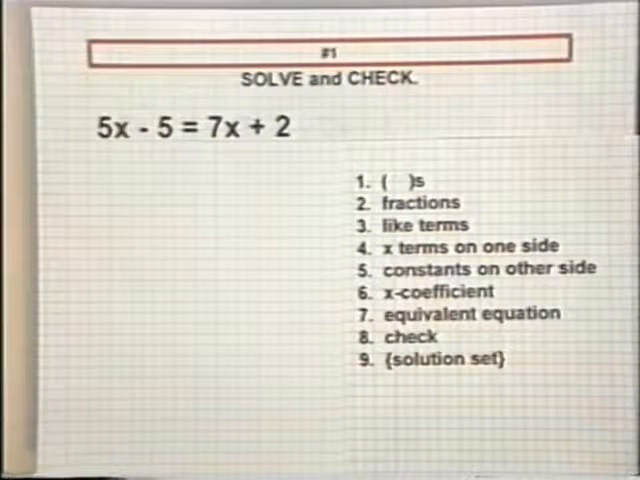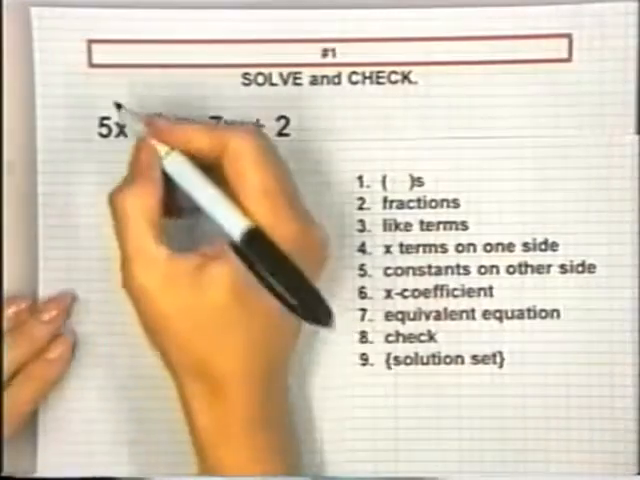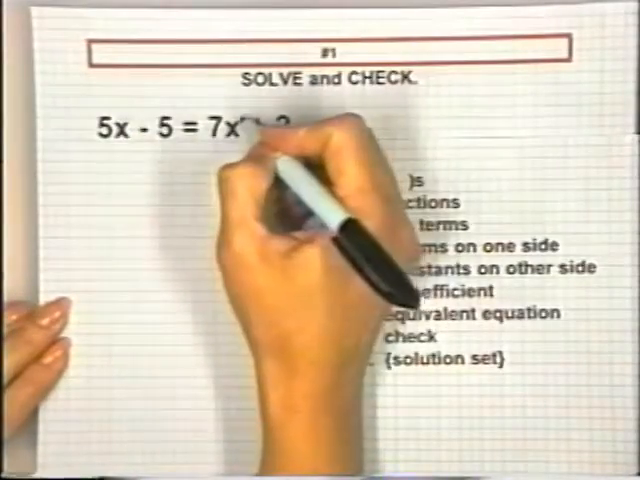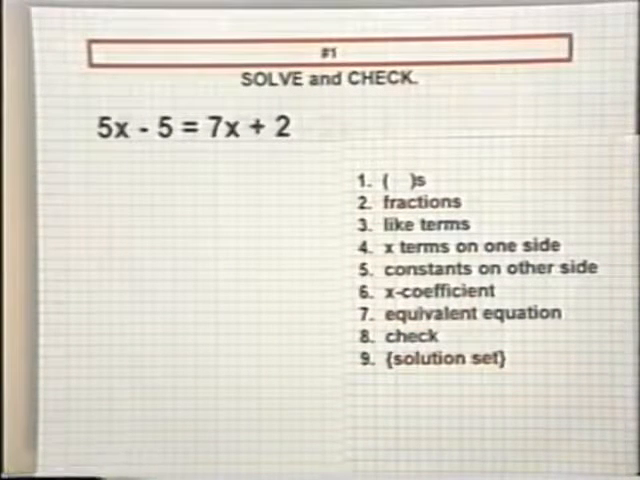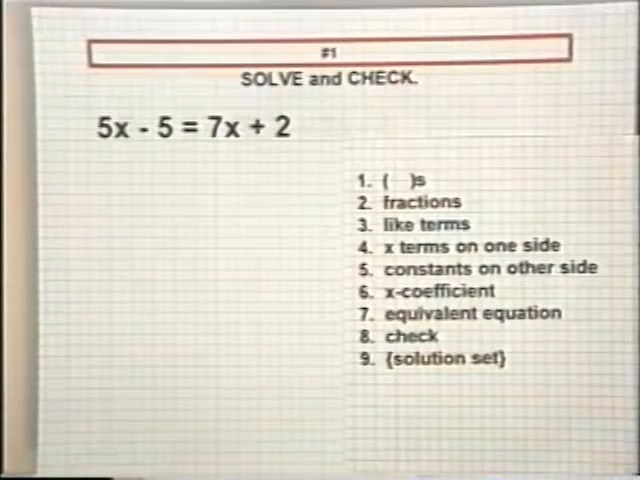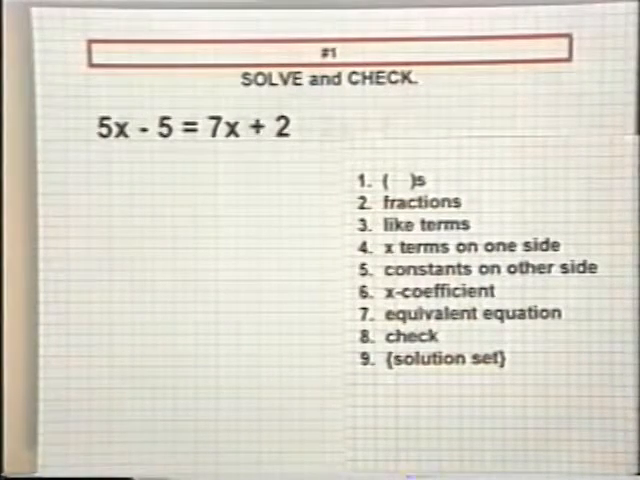Problem number 1, solve and check. First, I note that it is a linear equation. The power on the x would be 1 here and 1 there. That tells me that what I want to do is to get x by itself on one side of the equation. I first look for parentheses or grouping symbols, and there are none. I then look for fractional coefficients, and there are none. I look for like terms on the same side of the equation, and there are none.